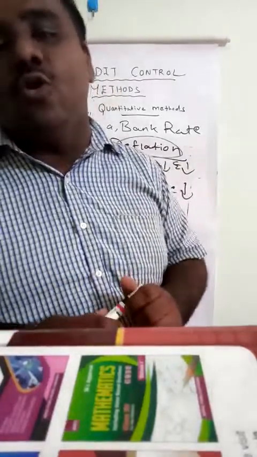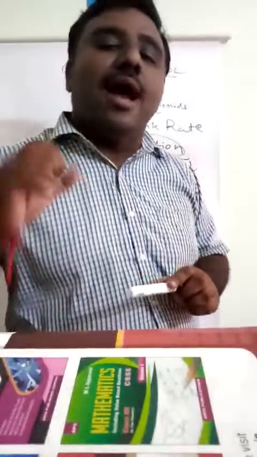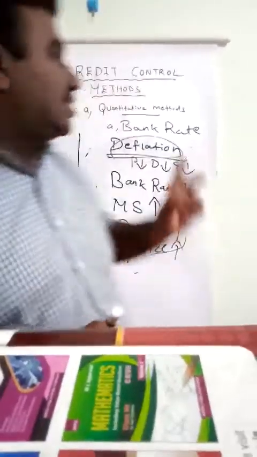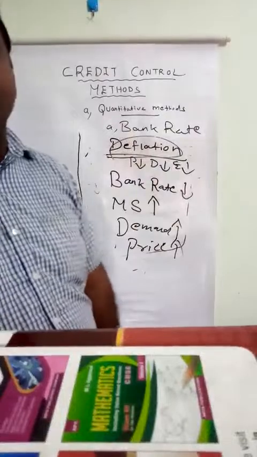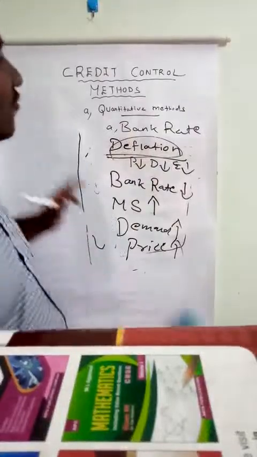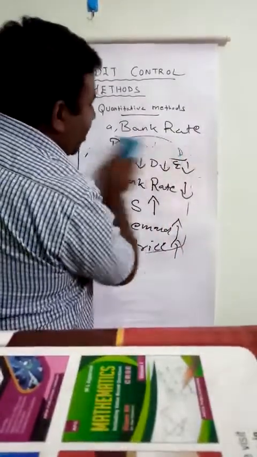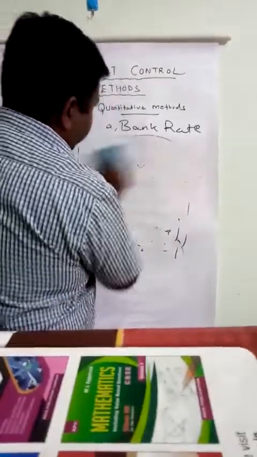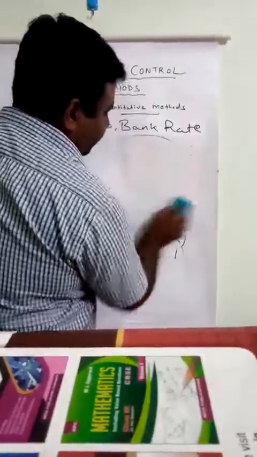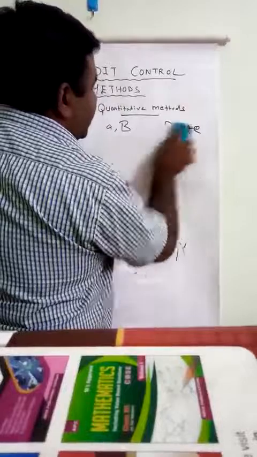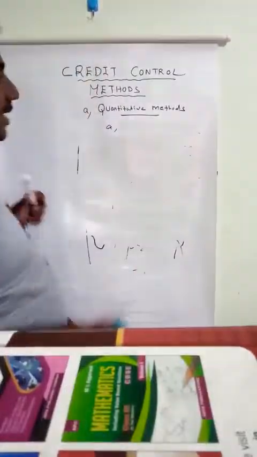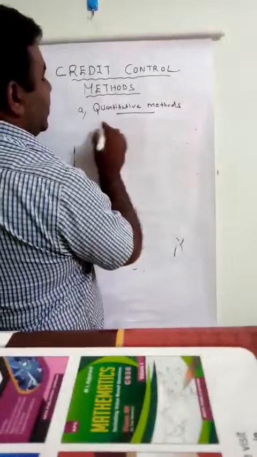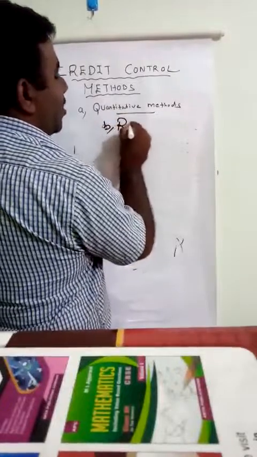So you have to know what will happen at the time of inflation and at the time of deflation. First we have studied the bank rate. Now let us go to the next one. After the bank rate, the other thing we are going to study under the quantitative method is the repo rate.